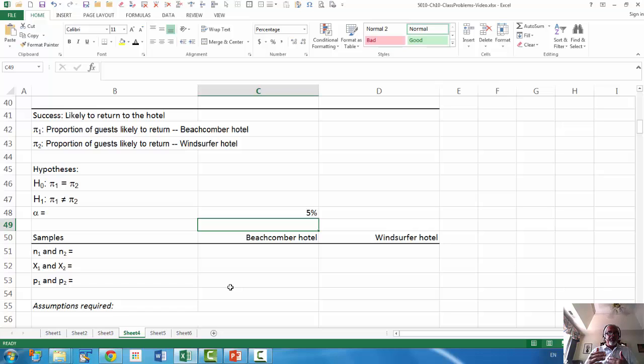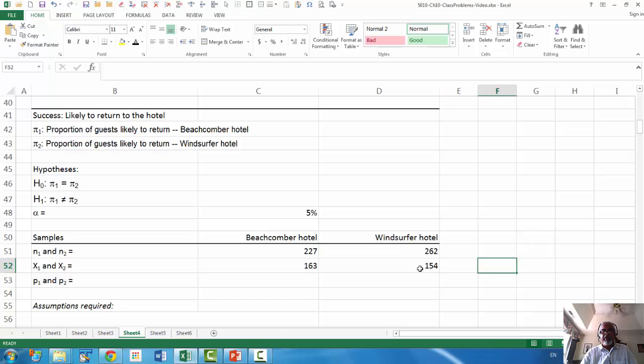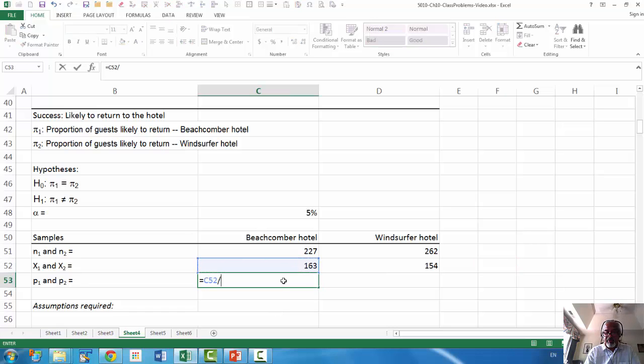If the original raw data is given, we can develop these statistics using COUNT and COUNTIF. But here we have the n sub 1 and x sub 1 already given to us. So these are 227 guests, and of that, 163 said that they would return for Beachcomber. And for Windsurfer, 262 guests were sampled and 154 said that they would. And then p sub 1 is x sub 1 divided by n sub 1, and the same over here.